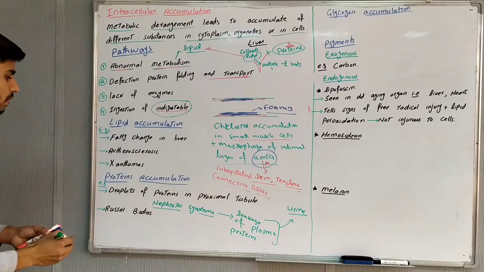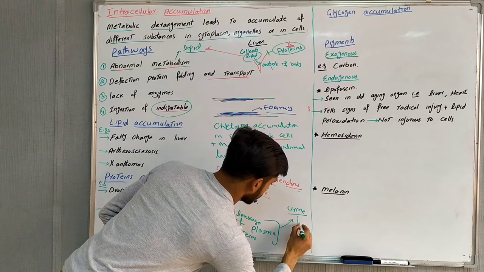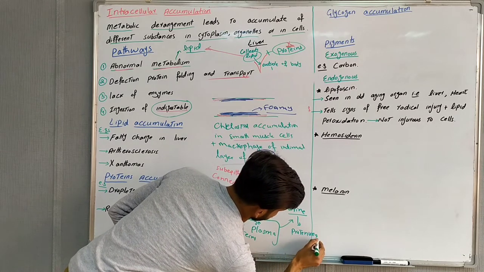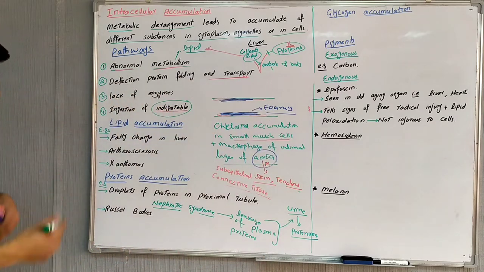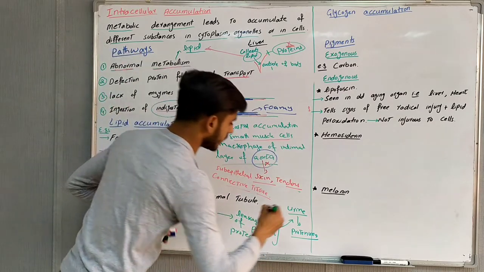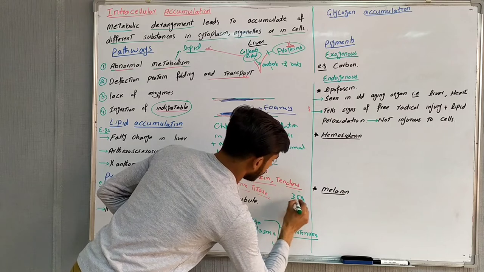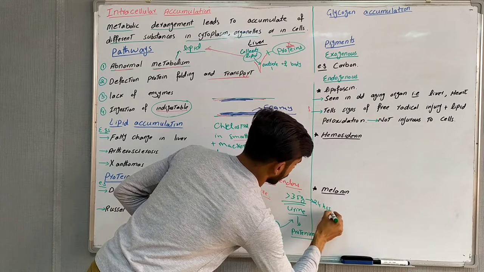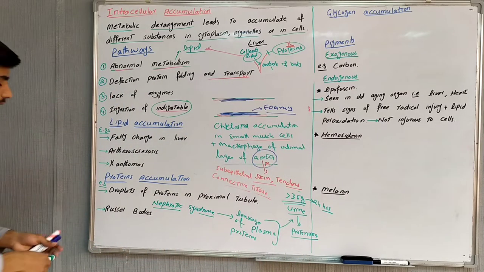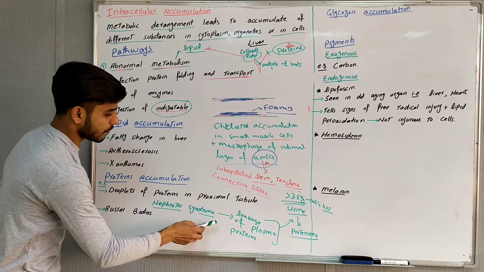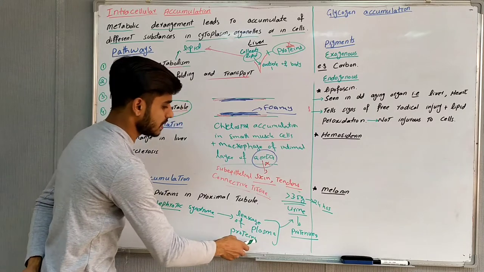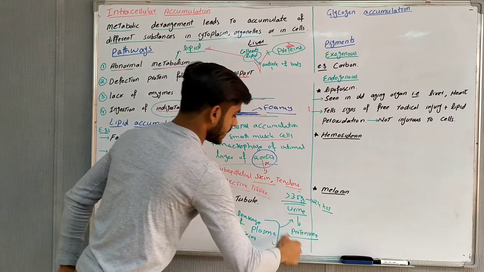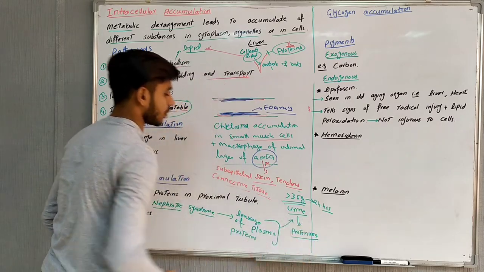It will cause proteinuria, leakage of plasma proteins in the urine more than 3.5 gram in 24 hours. Let's explain it again. What is nephrotic syndrome? Nephrotic syndrome is leakage of plasma proteins in the urine more than 3.5 gram over 24 hours, and this loss of protein is named proteinuria.